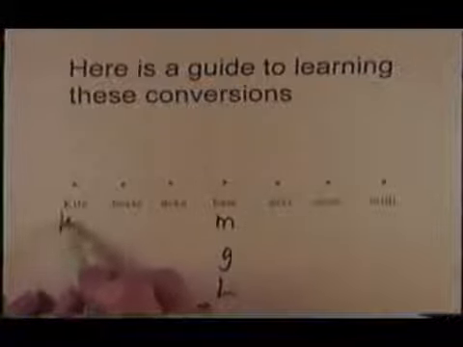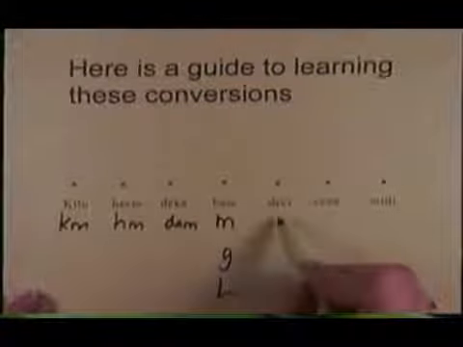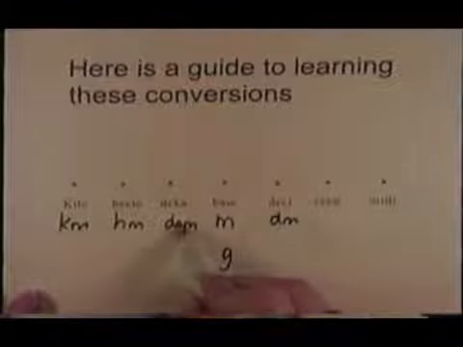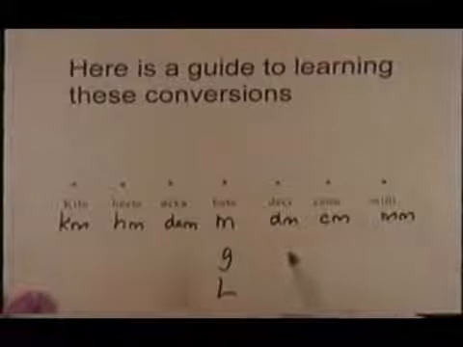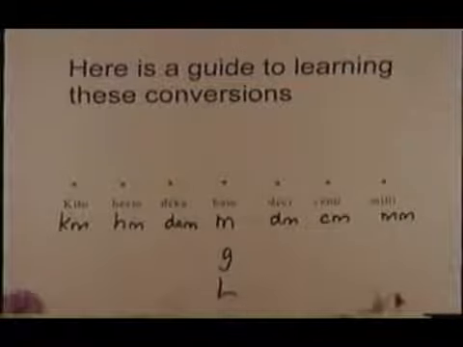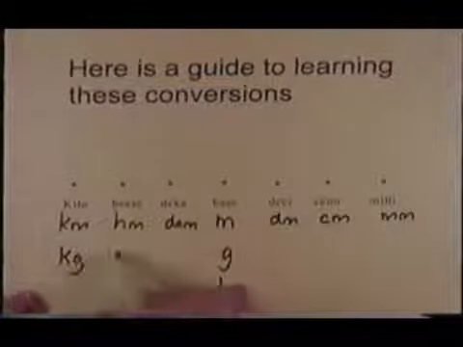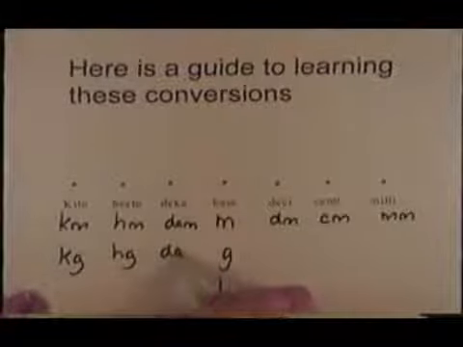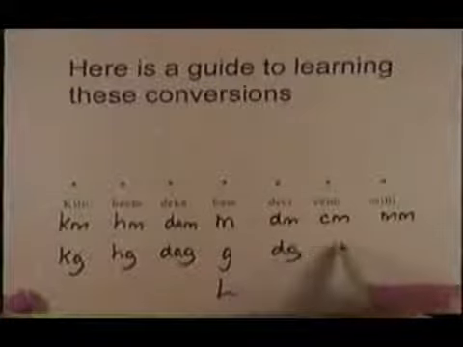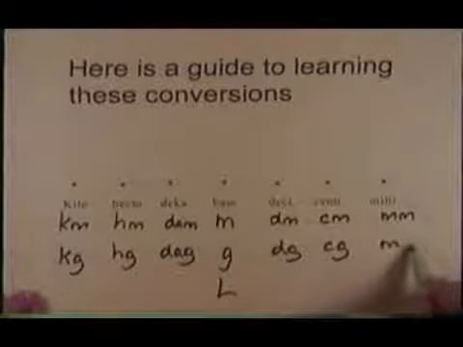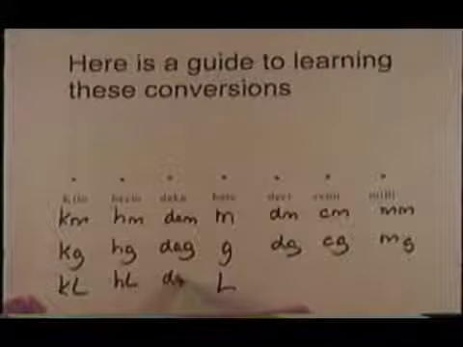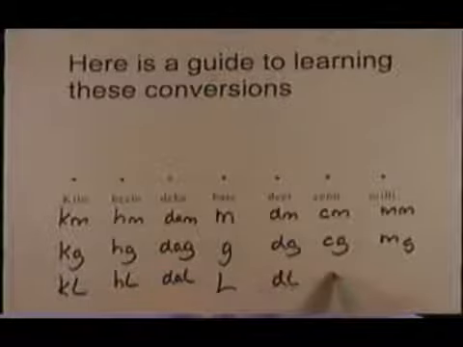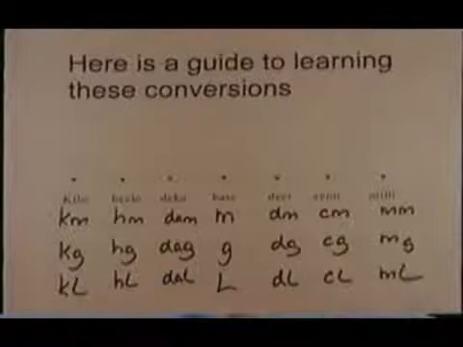So that means this is km, hm, DAM, DM. Remember, DA is for deca, D is for deci. Then CM and MM. Similarly for the grams and the liters: KG, HG, DAG, DG, CG, MG, and KL, HL, DAL, DL, CL, and ML.